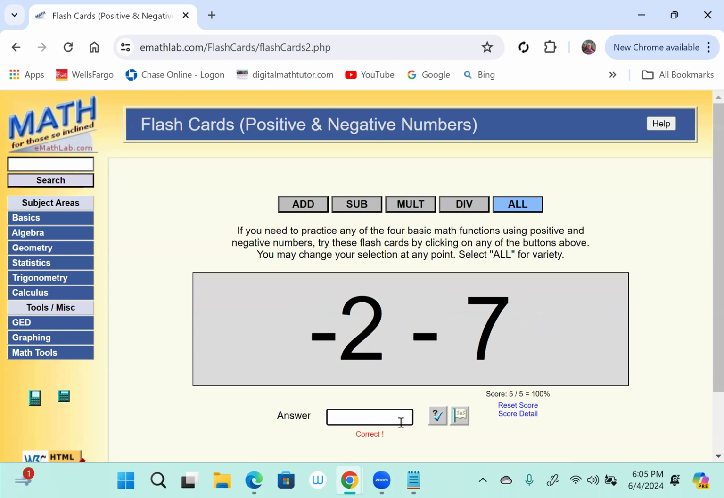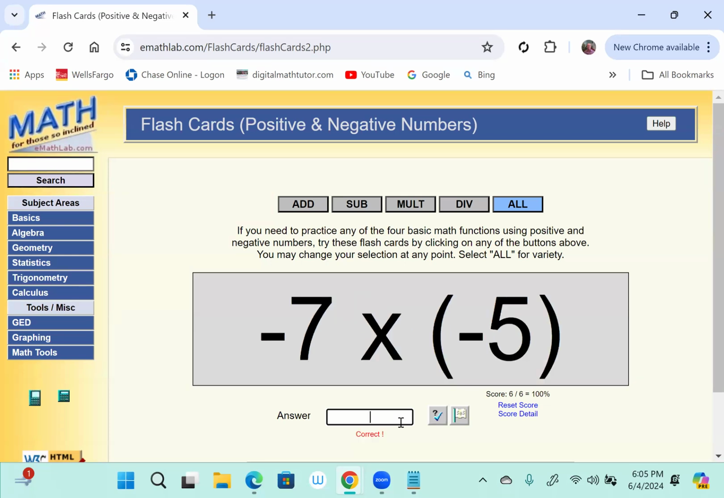These are the ones that throw a lot of my students. This one right here: -2 minus 7. That is -9. Good. So it looks like you're pretty good. Maybe your speed could use a little bit of work. That's the problem, it's the speed.